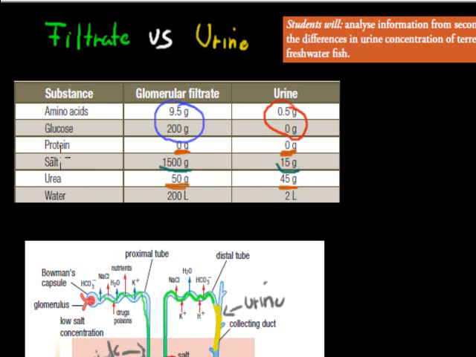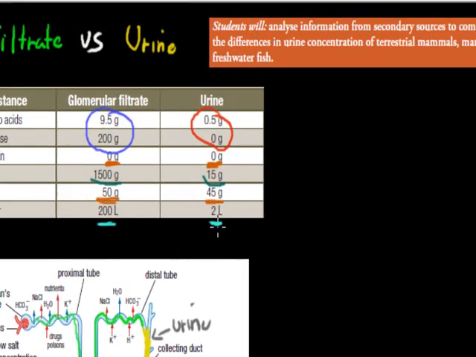And water, interesting as well. We've got 200 liters, so a lot of water goes into that filtrate. Whereas, this is per day, we only get rid of 2 liters of those 200 liters. Maybe more if we're super hydrated, if we've drunk lots of water, we might get rid of more. And if we're dehydrated, we might get rid of less. But on average, we get rid of 2 liters of water a day.